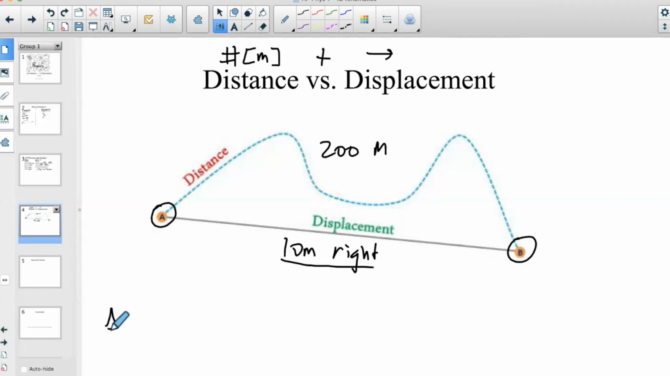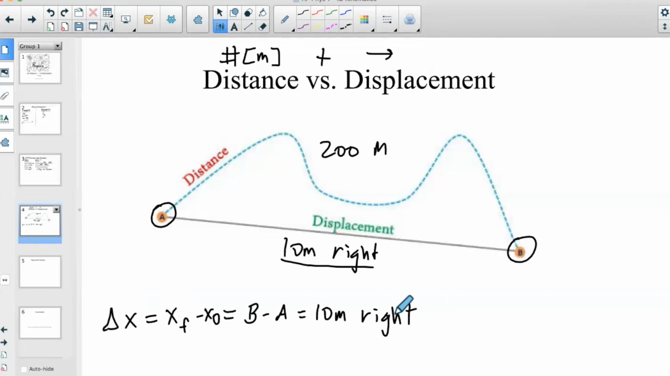So displacement is symbolized by delta x, and this is the Greek letter delta. Delta just means change in. So my change in is going to be my final minus my initial. So final is f. Initial is what's called naught. Naught just means initial or 0. So in this case, that would be b minus a, which would be 10 meters. And since b is to the right of a, I would tack on my right.